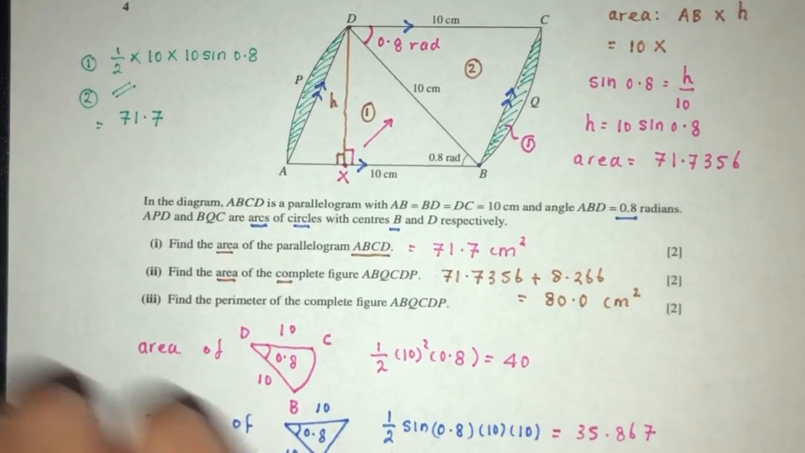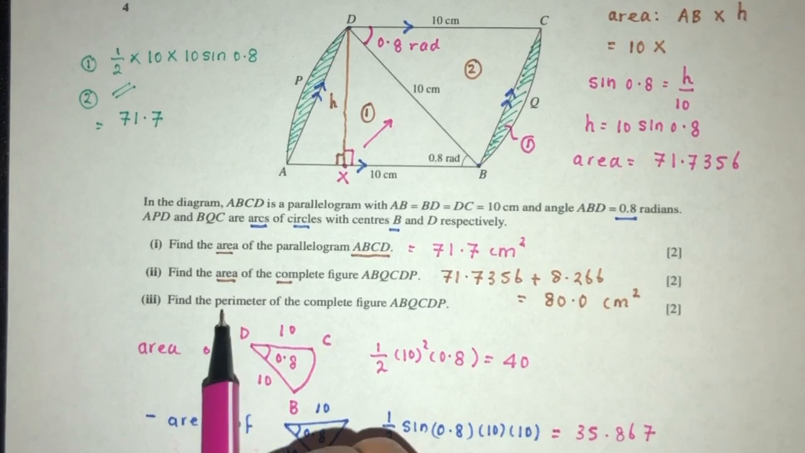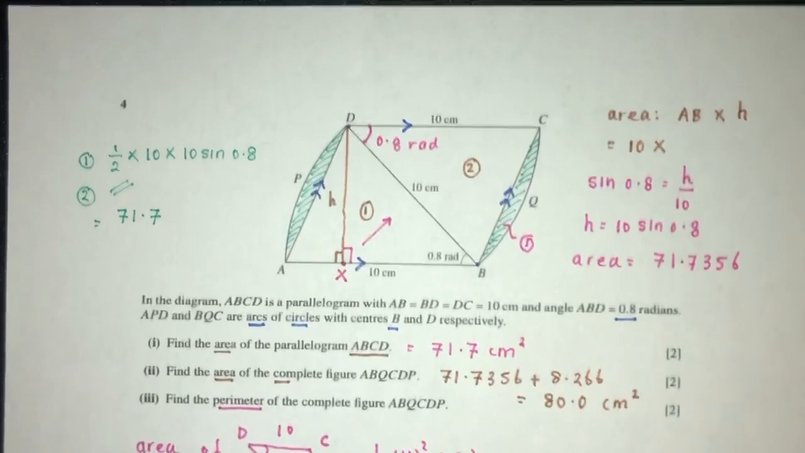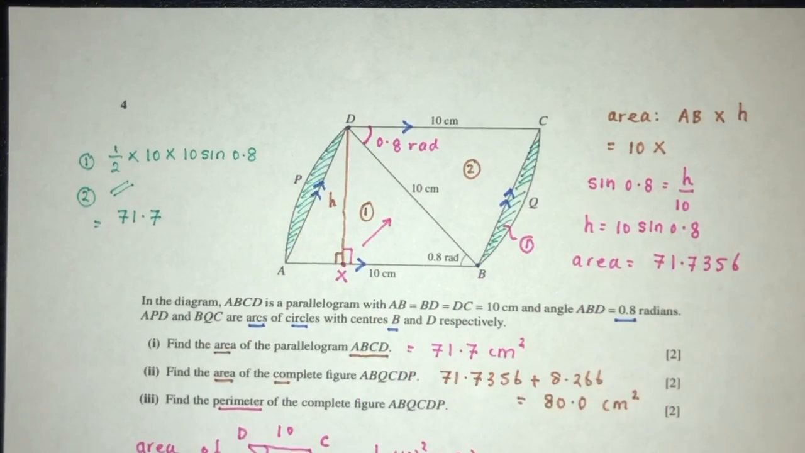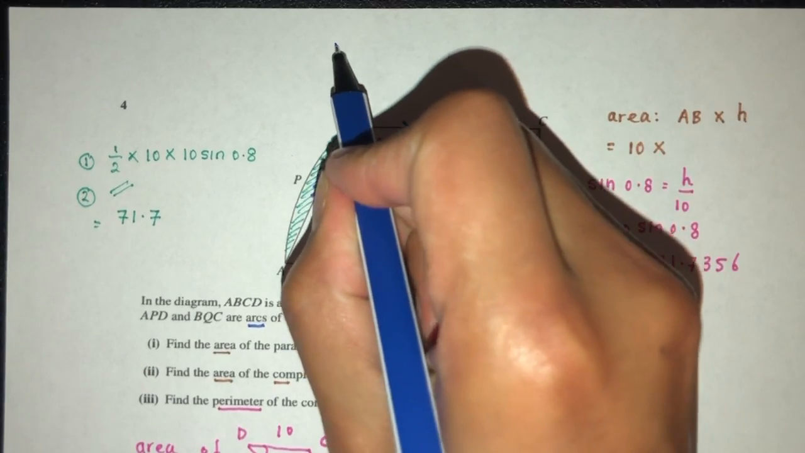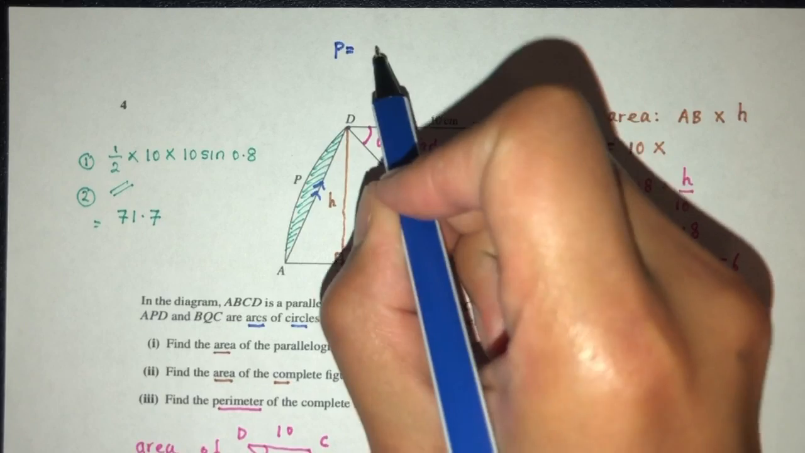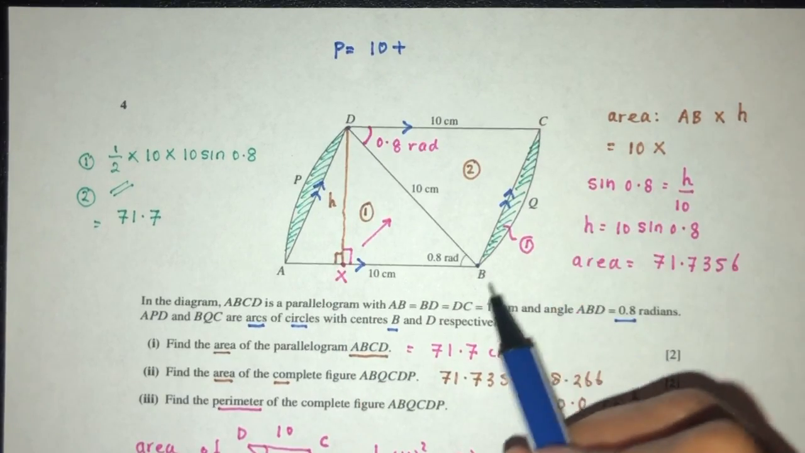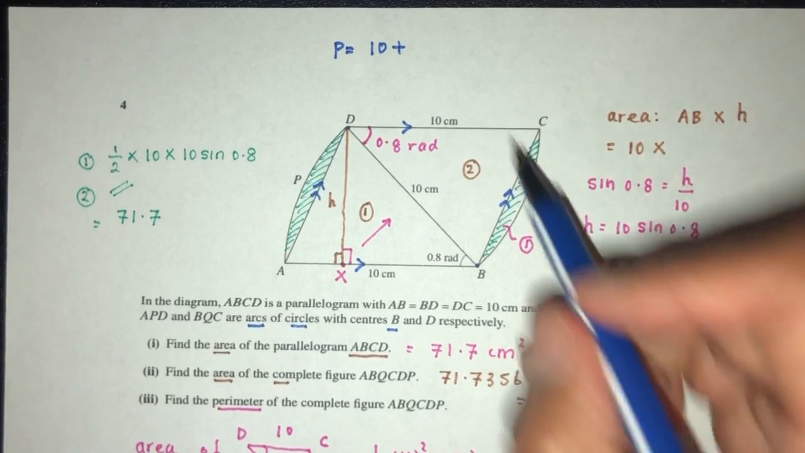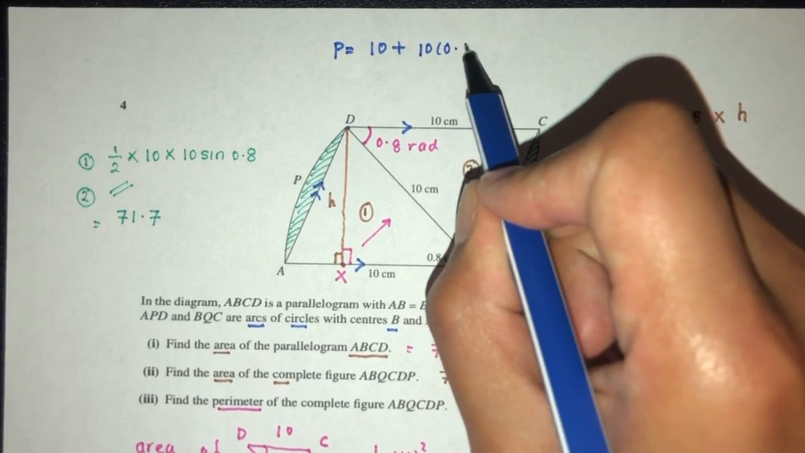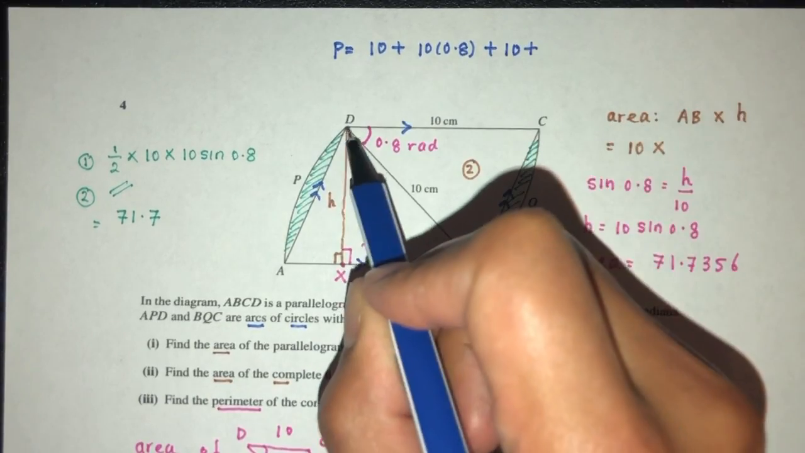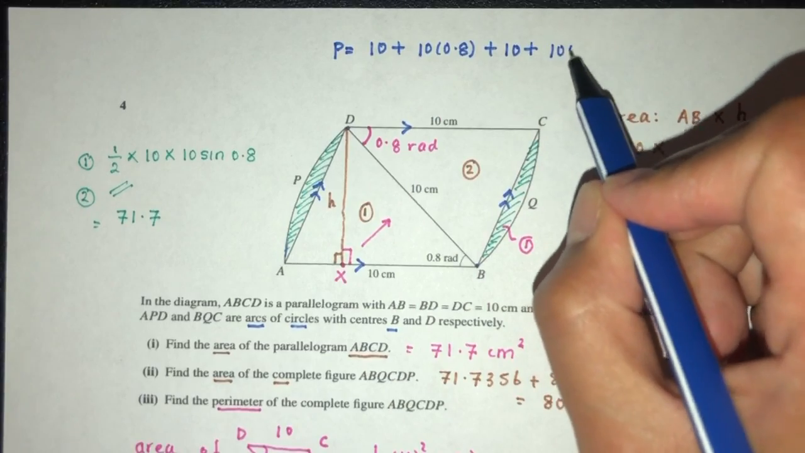Now for part 3, we have to find the perimeter of the complete figure. So pretty easy. What is perimeter? It is the distance around this figure. So step by step. By definition, P will be what? This side is 10 plus this side will be what? This is the arc length, which can be found by using your formula r theta, which is 10 times the angle, and plus this one, that will be 10, and again plus this one, which is arc length, which is r theta.